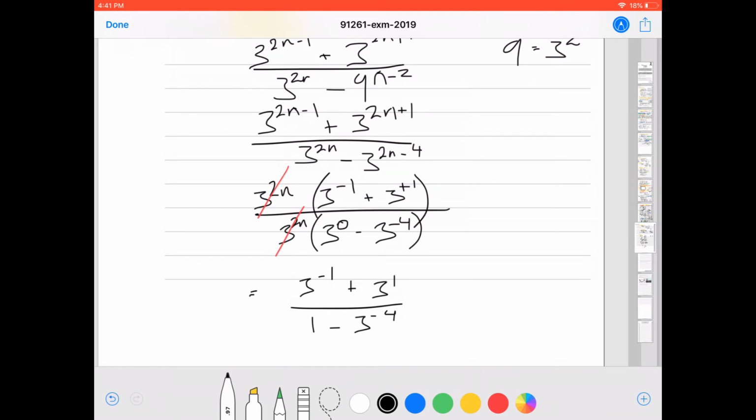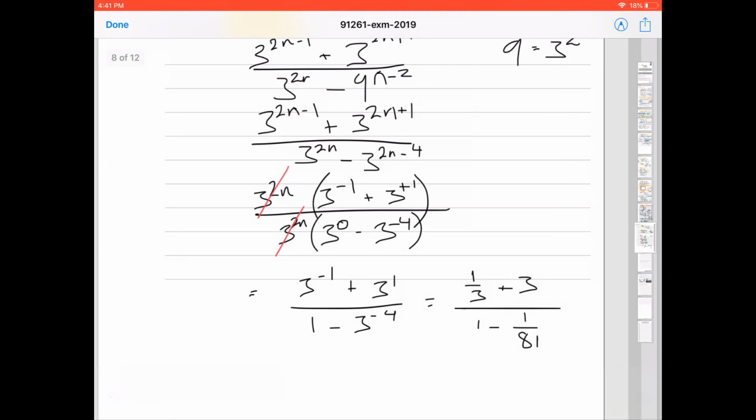Okay, so we can just calculate this. 3 to the power of negative 1. That is 1/3. So basically it's 1/3 plus 3 over 3 to the power of negative 4. What is that? 3 to the power of negative 4. 1 over 81. So 1 minus 1 over 81. And so we're just going to calculate this.